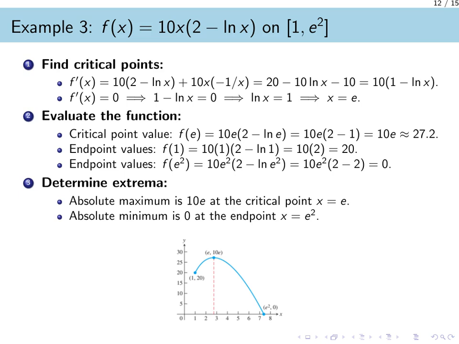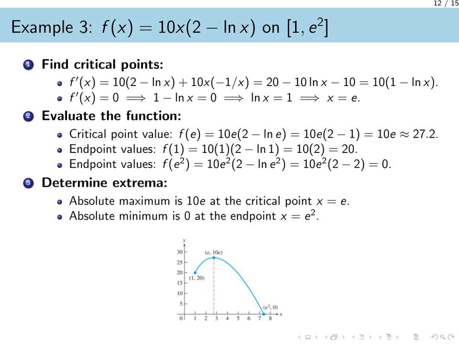Now let us apply our method to find the absolute extrema for the function f of x equals 10x times the quantity 2 minus the natural log of x on the closed interval from 1 to e squared. To find the critical points, we first calculate the derivative, f prime of x, which simplifies to 10 times the quantity 1 minus the natural log of x. Setting this derivative to 0 gives us our only critical point inside the interval, which is x equals e.